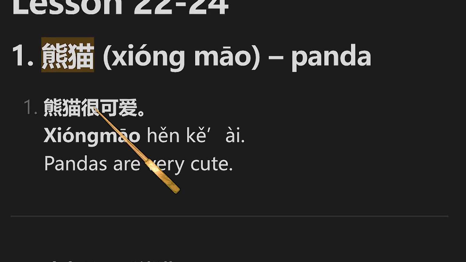So let's see. 熊猫很可爱. Pandas are very cute. 熊猫很, is very, 可爱, it's cute. 熊猫很可爱.